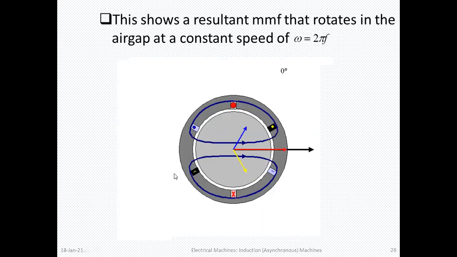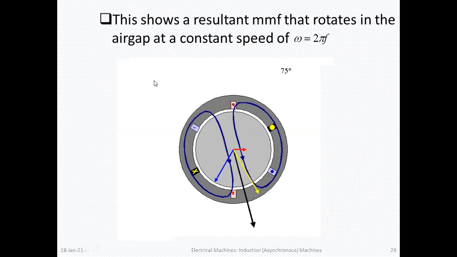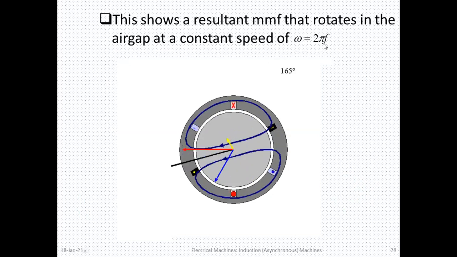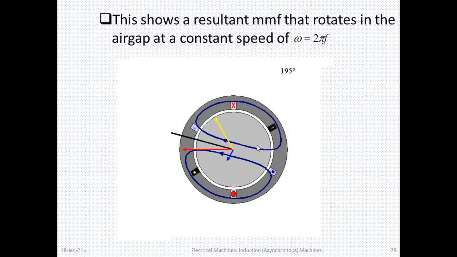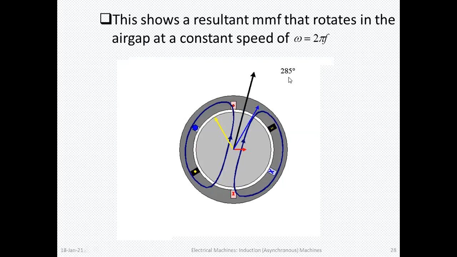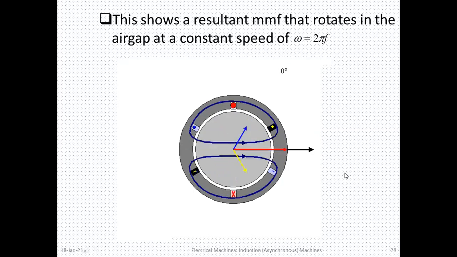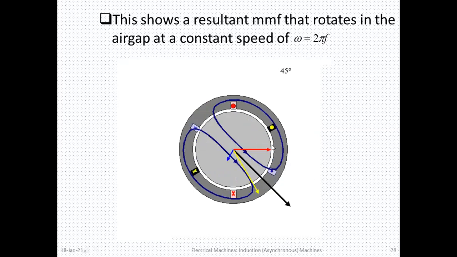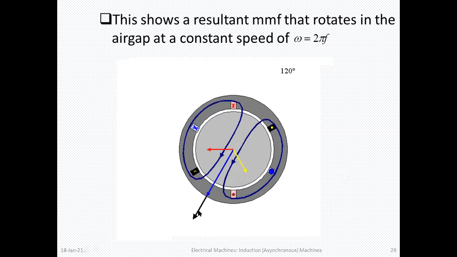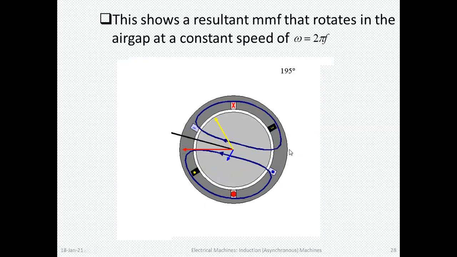Now I'm going to show an animation for 15 degree steps of how the resultant MMF rotates in the air gap at a constant speed, omega equal to 2 pi f. It is shown through an animation. The angle is changing by 15 degree. You can visualize how phase A, phase B, and phase C are changing, and simultaneously its resultant is also changing, as shown through the animation in this diagram.